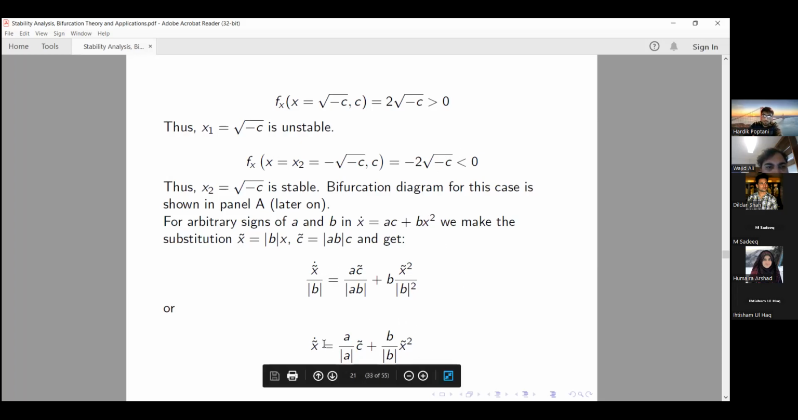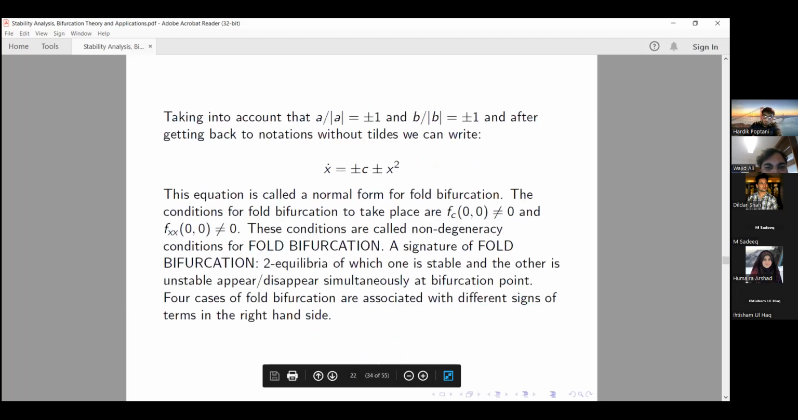So for a and c of arbitrary signs, we can simplify to get something like this. Take into account that a divided by modulus of a is just plus or minus 1, and the same thing with b. Therefore, for other cases, we can just write x dot equals plus or minus c plus or minus x squared. We have already looked at one case. You can also do this as an exercise and look at the other cases for yourself: one positive and the other negative, the other negative and one positive, and so on.